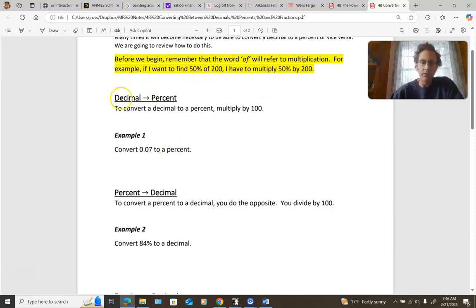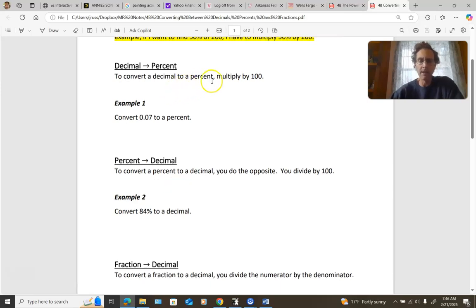So depending on the direction in which you're going, if you want to convert a decimal to a percent, then you're going to multiply by 100. And if you want to convert a percent to a decimal, you're going to divide by 100. Some people like to remember this by saying, if you multiply by 100, remember the scientific notation, you'd move the decimal to the right 2 places.